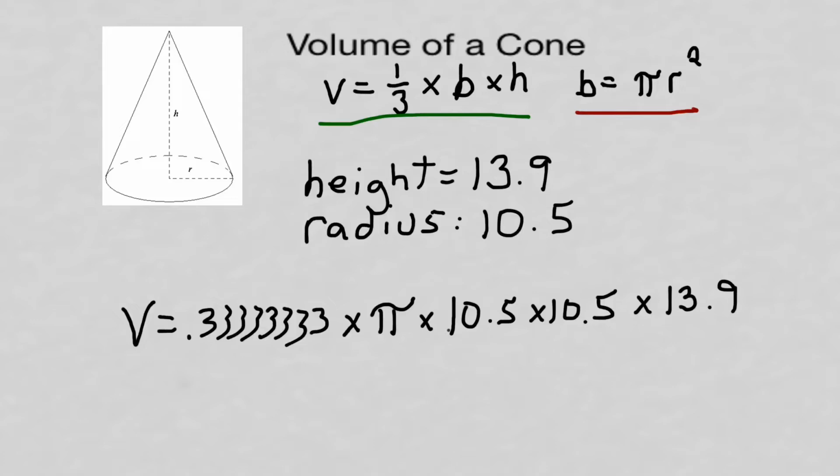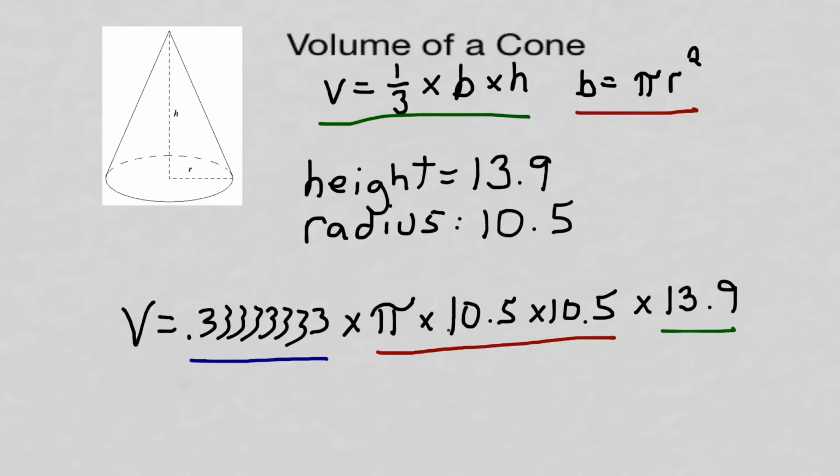I just want to go over it again real quick. Okay, there's the 1/3. There's the base. There's pi r squared. Okay, the 10.5 is the r, and you multiply by each other. Okay, and then you're going to multiply that times the height. So everything is there. 1/3, the base, and the height.